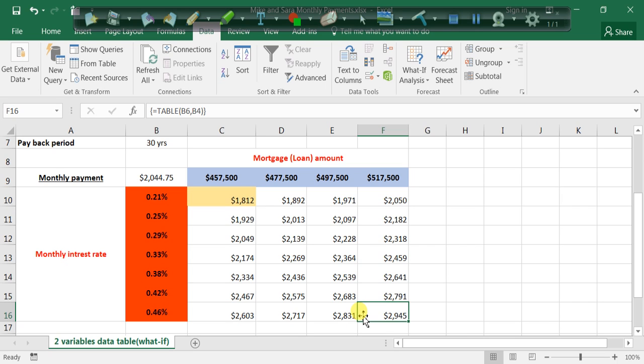It's a big decision to make based on the family situation and financial situation, and how much money they can afford to pay on a monthly basis.